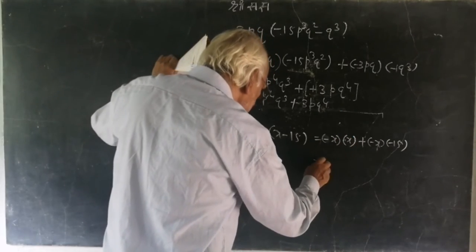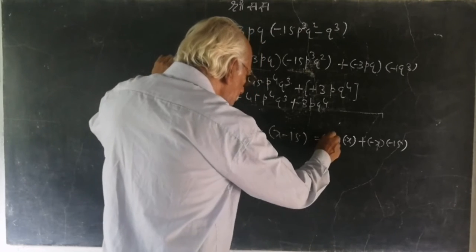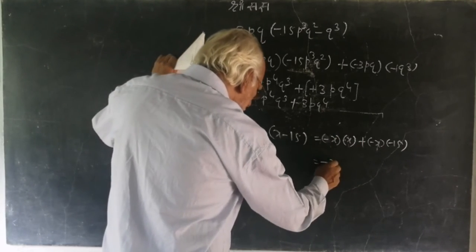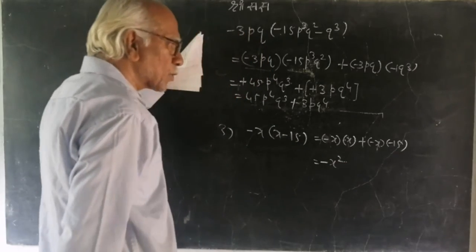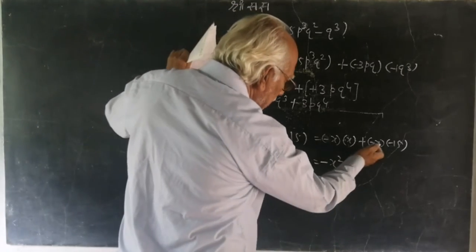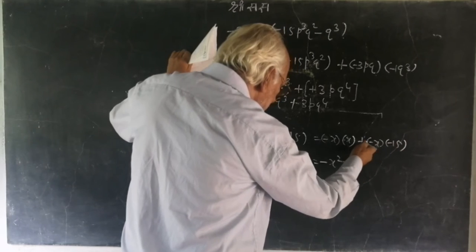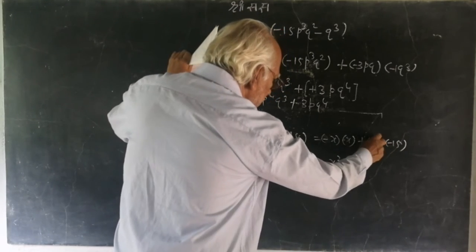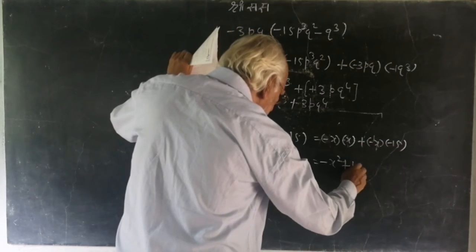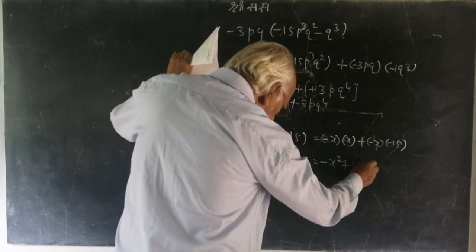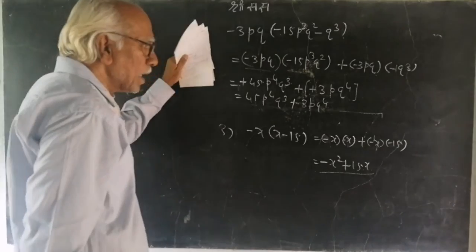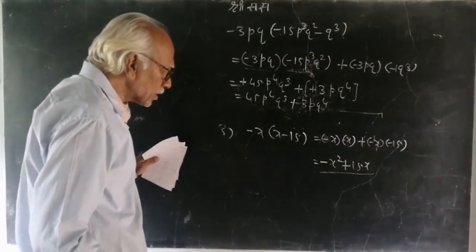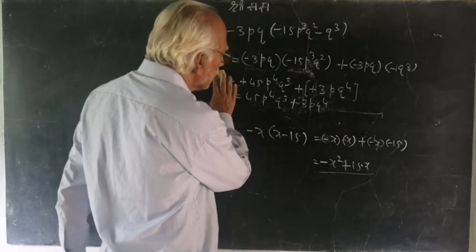Minus into plus is minus. Here also 1, here also 1, 1 into 1 is 1, need not write, and x into x is x square. Here again minus into minus is plus, plus into plus is plus only, and the coefficient is 1 and here it is 15, and the variable part is 15x. So this is a monomial by binomial.